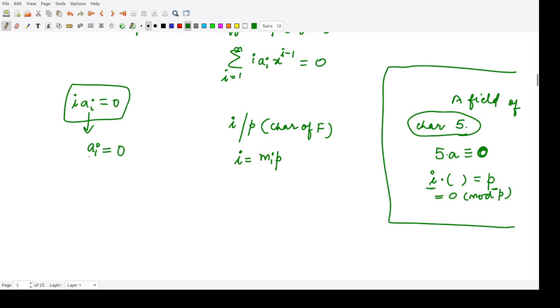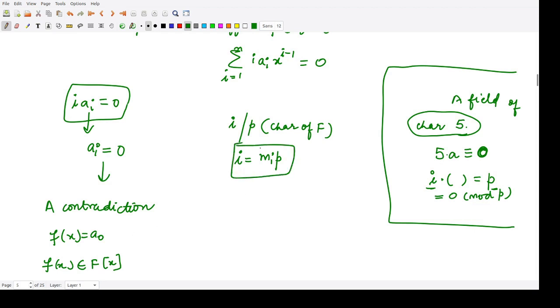So if we have a_i equal to 0, we have a contradiction. Why? Because if a_i is equal to 0, then we would have f(x) as only a0, and this is not possible because our f(x) was in this polynomial ring. So what if we have i equal to mp? In this case, our f(x), which earlier was the sum, i varies from 0 to n, of a_i x raised to power i. So this was the given polynomial.